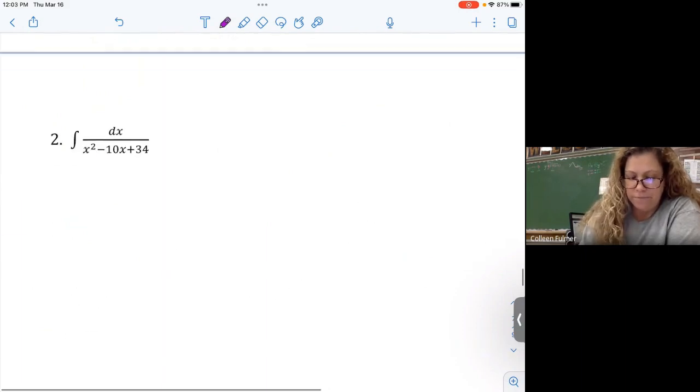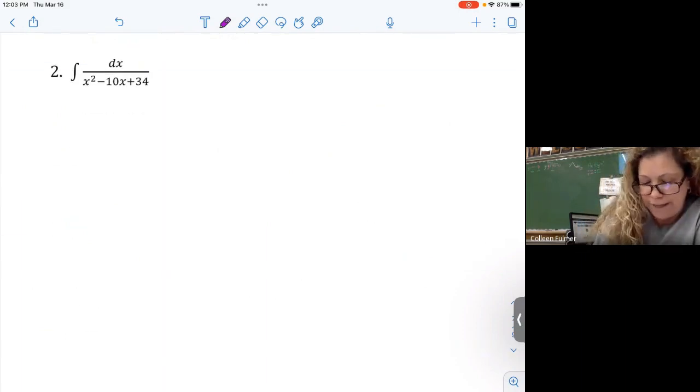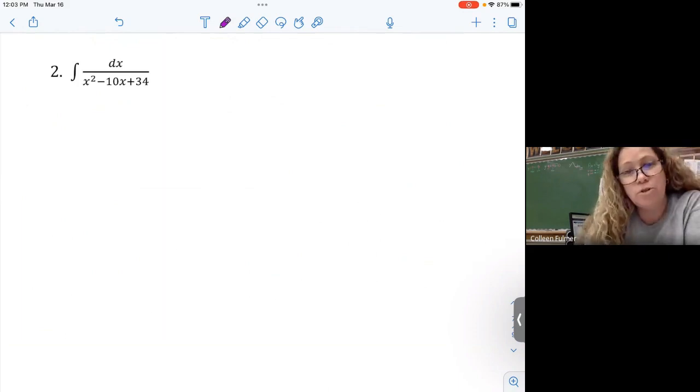Oh, there it is. Again, I can't do a traditional u substitution here because it's x squared minus 10x plus 34. The derivative is 2x minus 10, and I don't have a 2x minus 10 hanging out. So I'm going to complete the square.